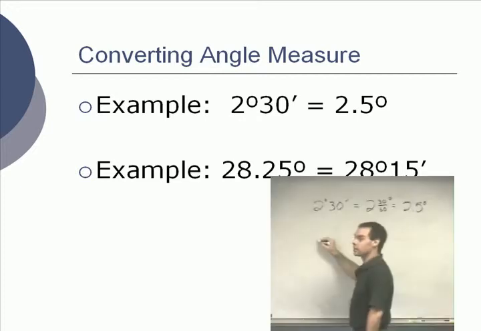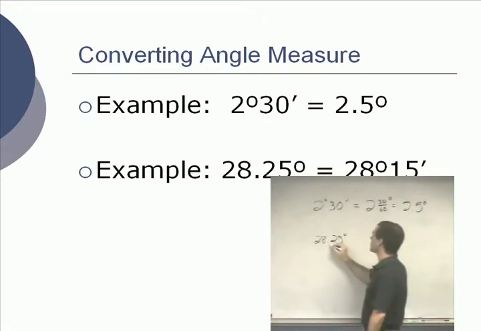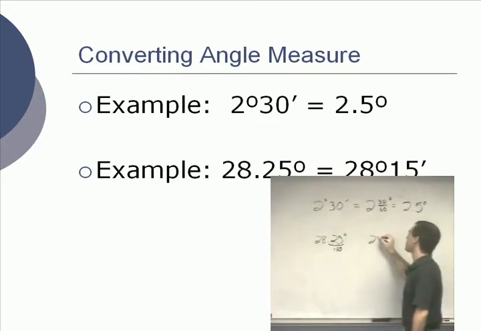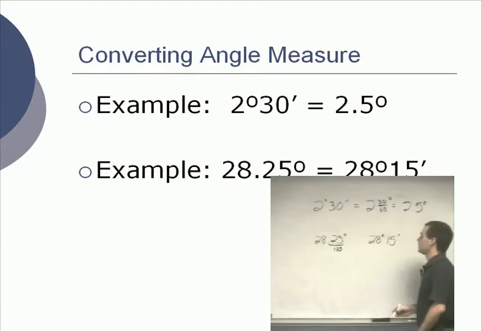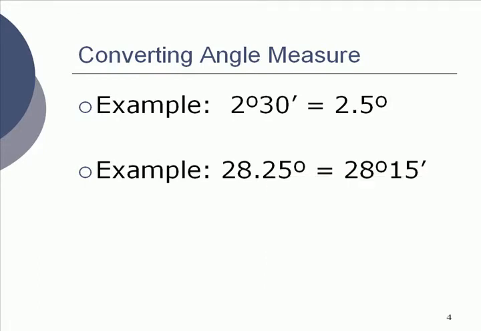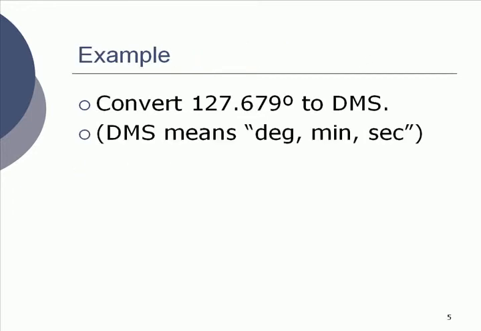You reverse that. We'd take 28.25 degrees, and we take that decimal part, and we multiply it by 60. So we end up with 28 whole degrees. 0.25 times 60 is 15 minutes. Okay? That's the principle that we're going to employ to do these conversions. Well, let's do a couple that are not quite so clear-cut.